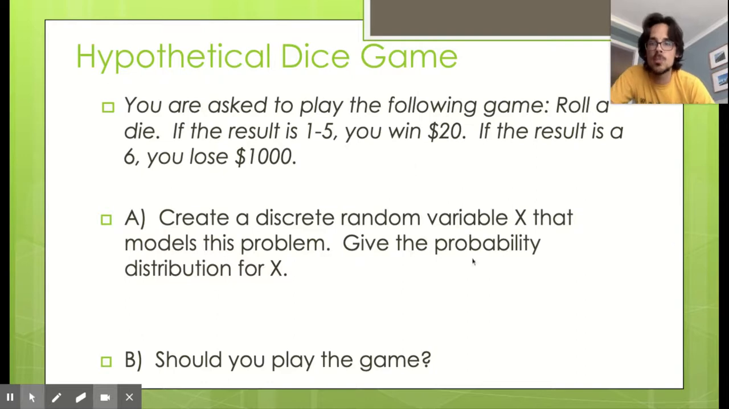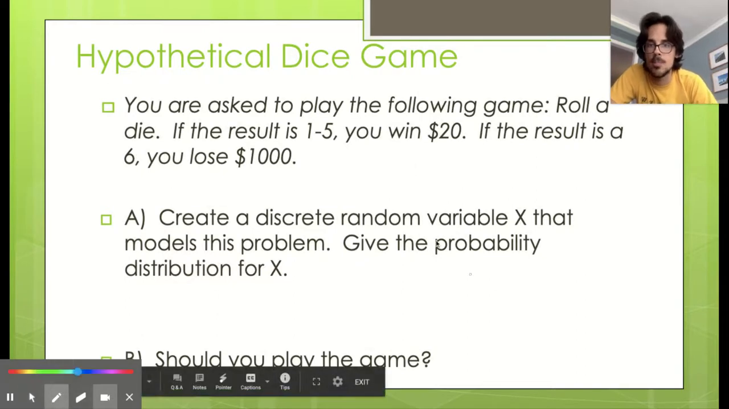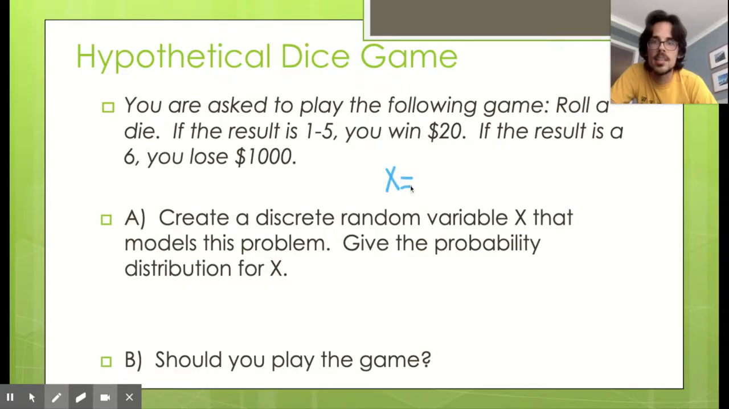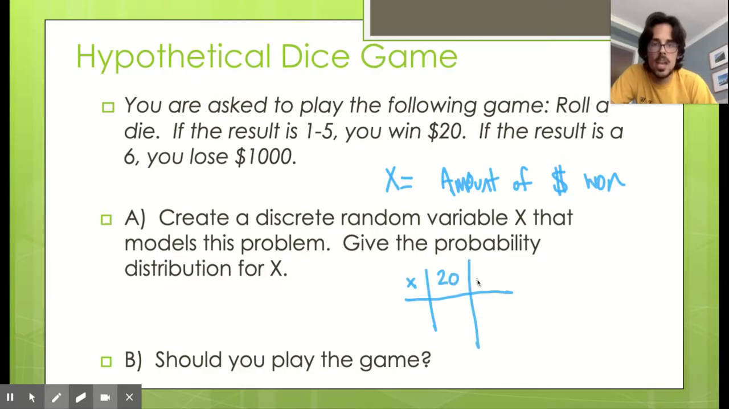And if we look at this problem, they tell us to create a probability distribution for this problem. We're going to call X the amount of money that we win. And X in this problem only has two possible values. X can take on the value of positive 20. It can also take on the value of negative 1,000.